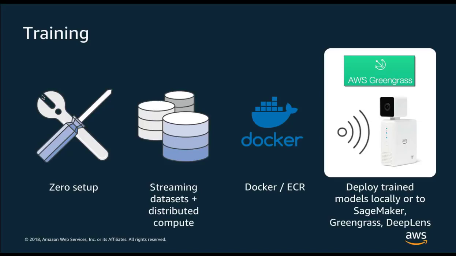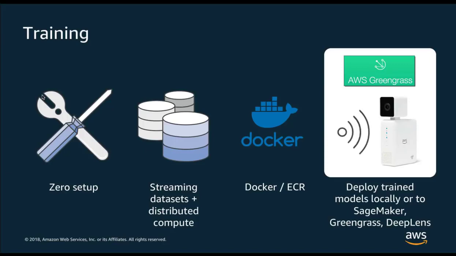We provide additional functionality as well in SageMaker training, support for things like streaming data sets, where we stream data directly from S3 into the instance so that you can begin training on it instantly, as well as distributed compute, so setting up a cluster of instances that can be used to orchestrate distributed or parallel training.